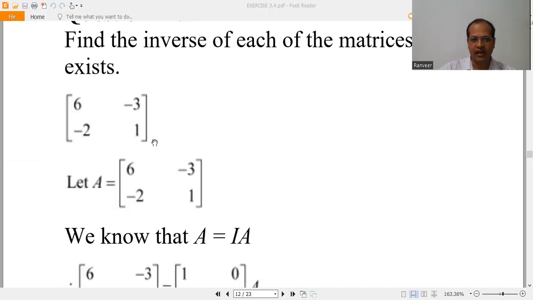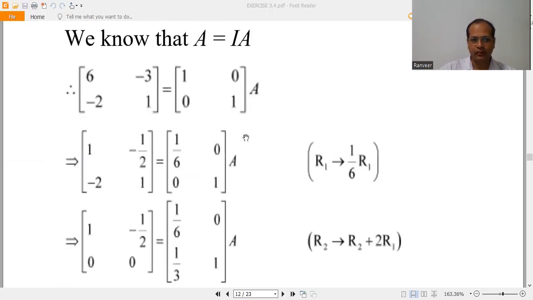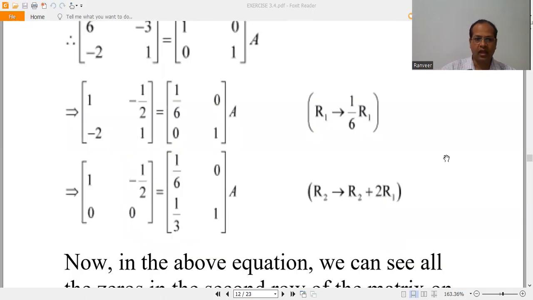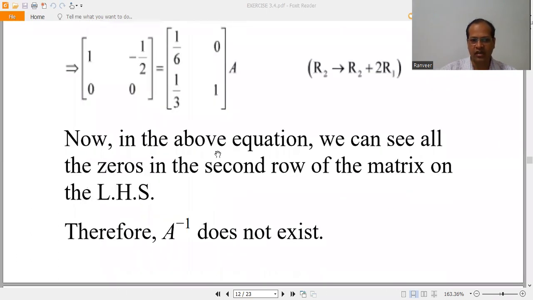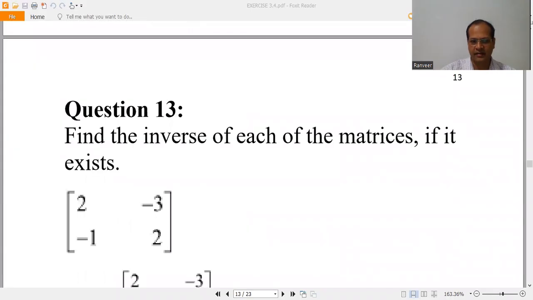So 6 minus 3 minus 2, 1. Now after doing all the operations, we can see here a 0 is coming in the 2. So that is not possible. The inverse is not possible because the left hand side is not coming as a unity matrix. So the inverse is not possible in this question. So A inverse does not exist.